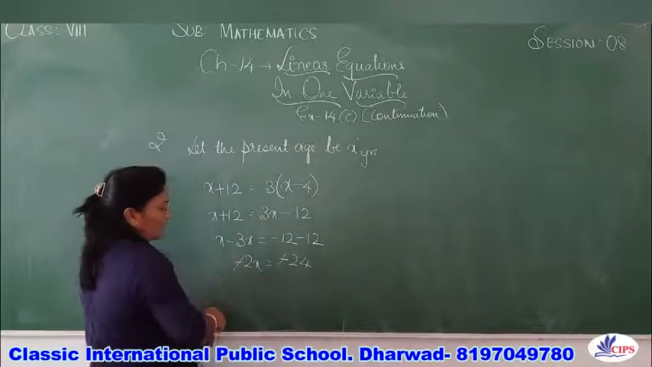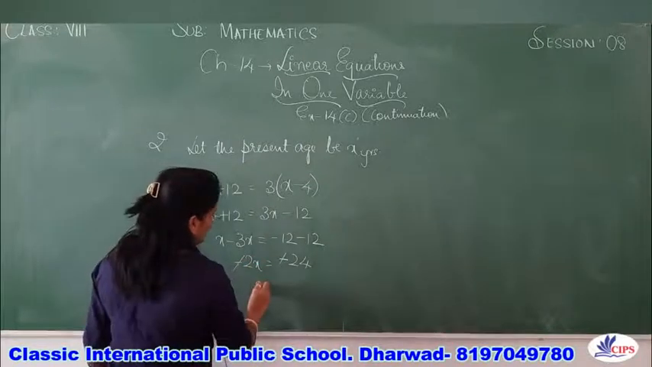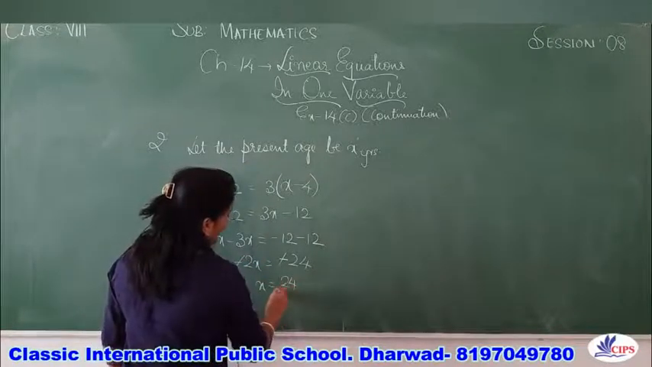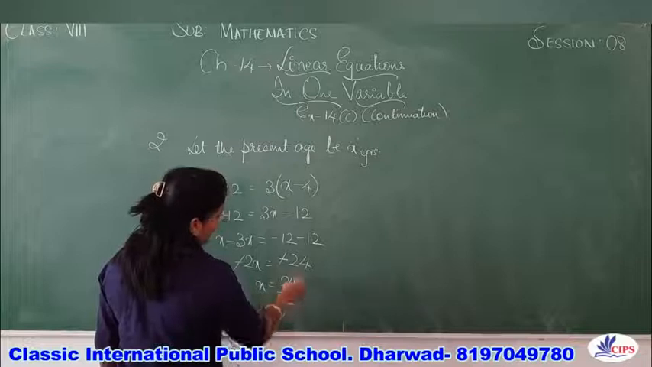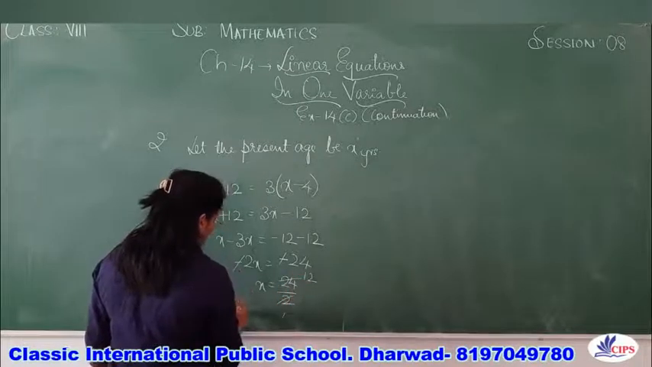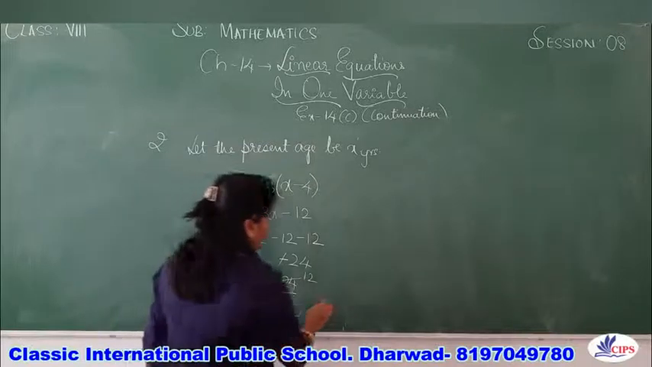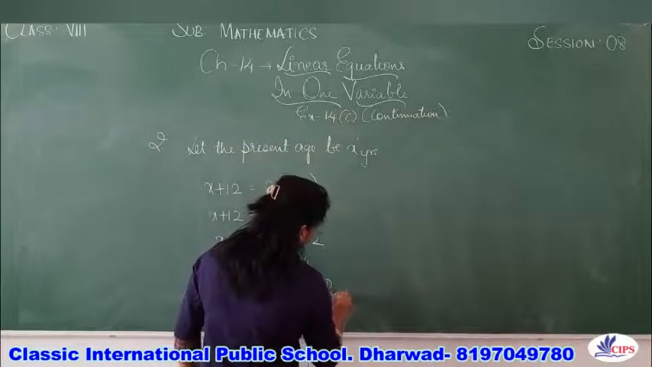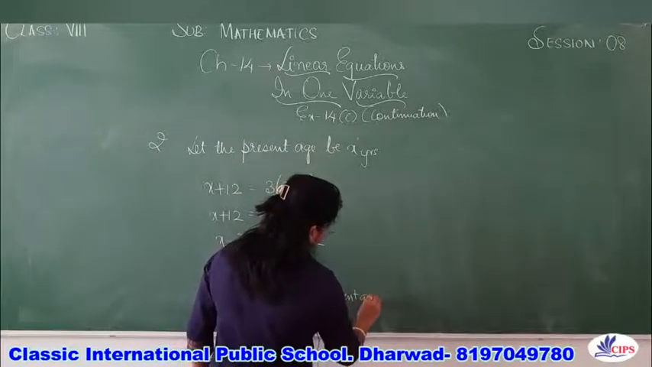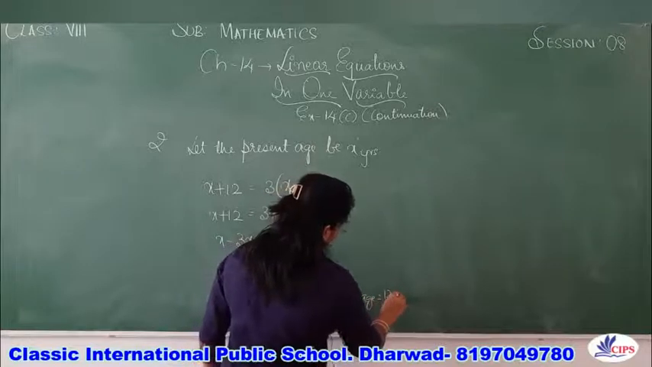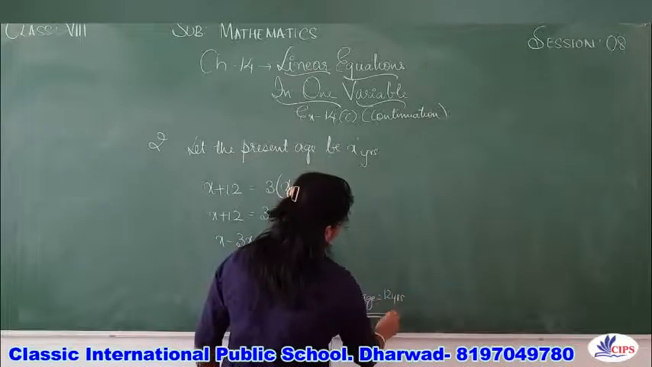As both the sides have a minus sign, I will cancel it. So x will be 24 divided by 2. So 2 ones are 2, 2 12s are 24. Therefore his present age is 12 years. Therefore present age is 12 years.